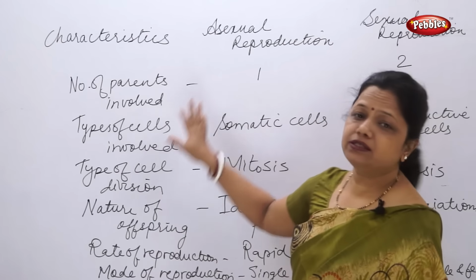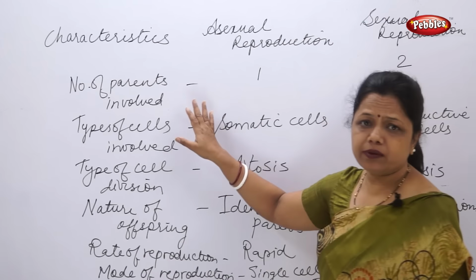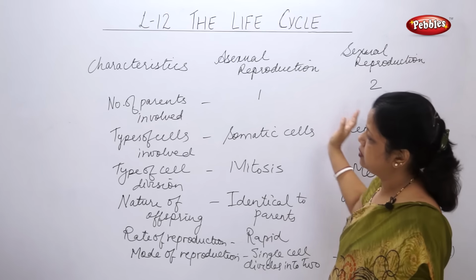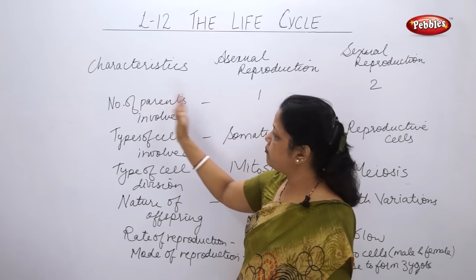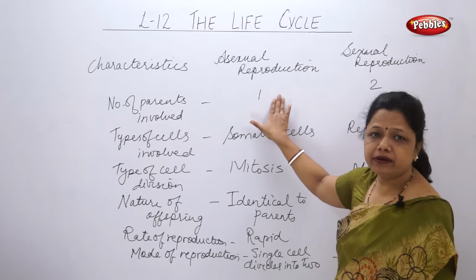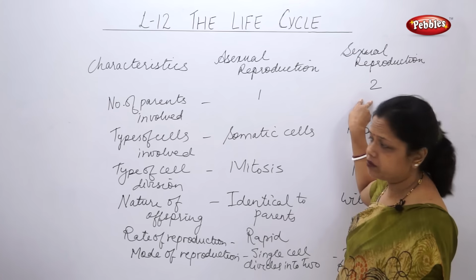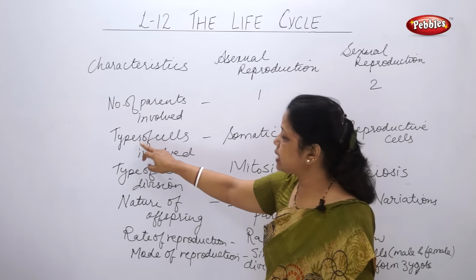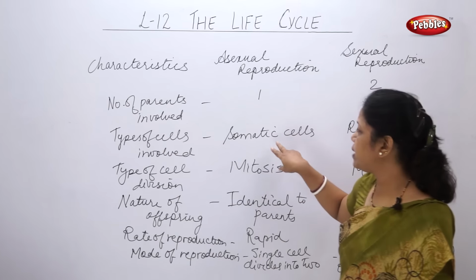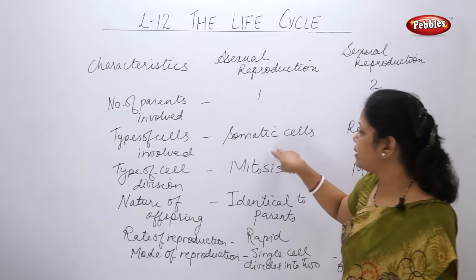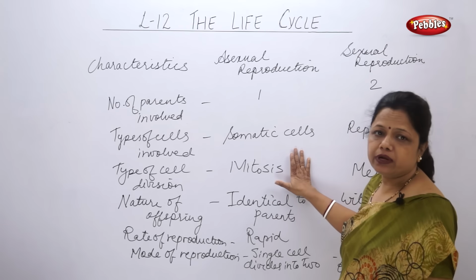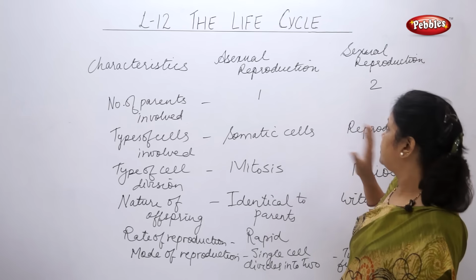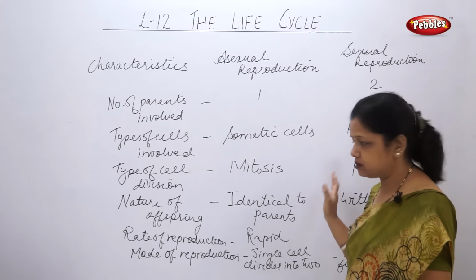So these are the major differences between asexual reproduction and sexual reproduction. Number one, number of parents involved. Here only one parent is involved. Here two parents are involved. Number two, types of cells involved. Here somatic cells are involved. Here reproductive cells are involved. Number three, type of cell division which is seen. In asexual reproduction, mitosis is seen, and in sexual reproduction, meiosis is seen.